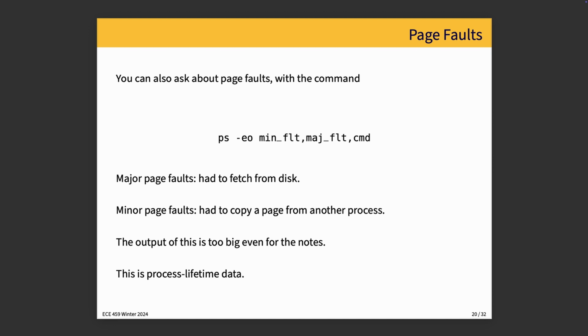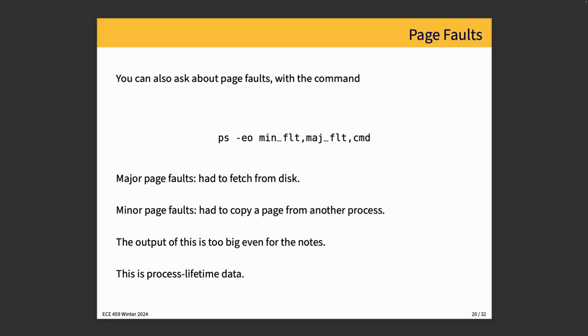And this is process lifetime data. So this is a lot, right? This is lifetime, and so you can have hundreds and thousands of page faults in a long-running process. And the other thing about it is the historical data persists. So you could have a program that has a lot of page faults on startup, and it ends up with a high count, but at steady state, it doesn't have very many page faults, right?